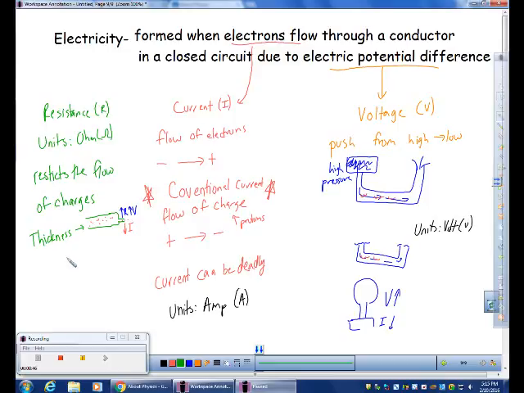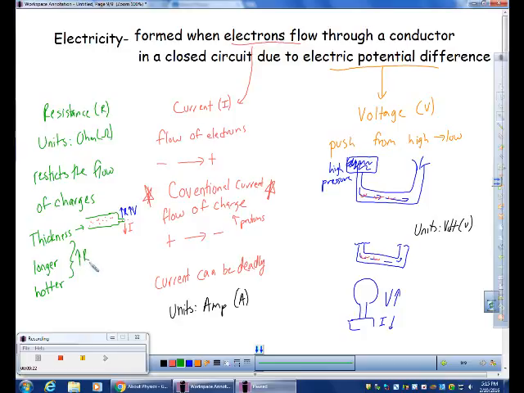Other things that can affect resistance include the length of the wire. If I think about having a longer hose or a longer wire, I'm going to need more pressure to get everything to go all the way through it, as well as the temperature of those wires. Hotter wires are also going to be methods by which we are increasing the resistance.